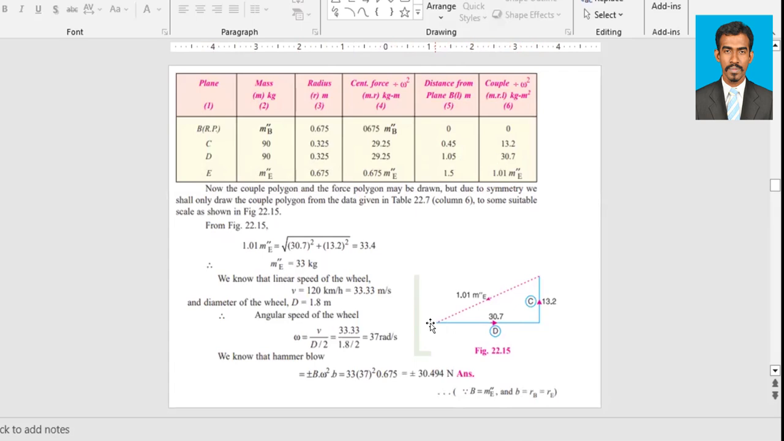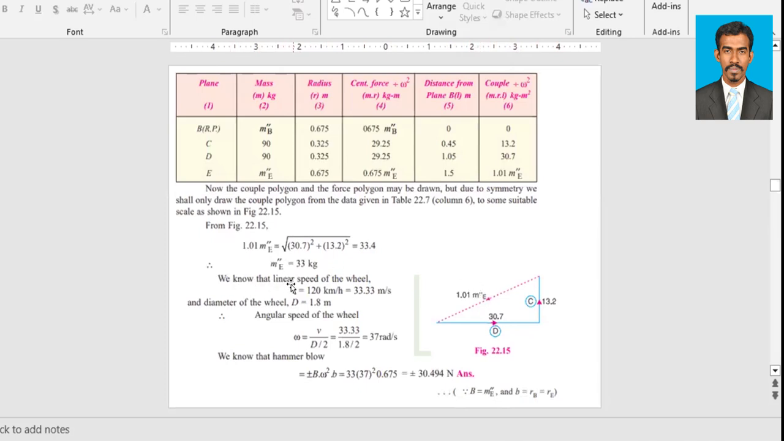So what we can do is join the starting point and the ending point, that is this, right? Either you can measure, or you can go with the Pythagorean relation also. According to the Pythagorean relation, this squared plus this squared, under root, will give you the value of this one. So we have used that formula here. You can go with the usual measuring and dividing by 1.01 also. Both will give you the same answer. So 1.01 m double dash c is equal to the square root of 30.7 squared plus 13.2 squared. So your final answer would be m double dash c is equal to 33 kilogram, right?